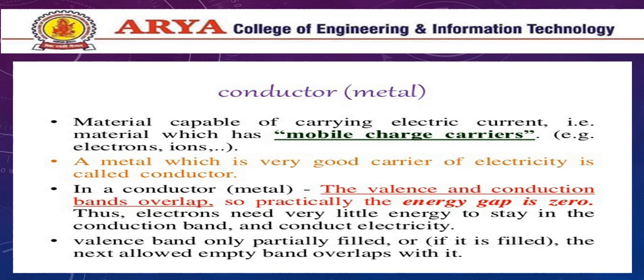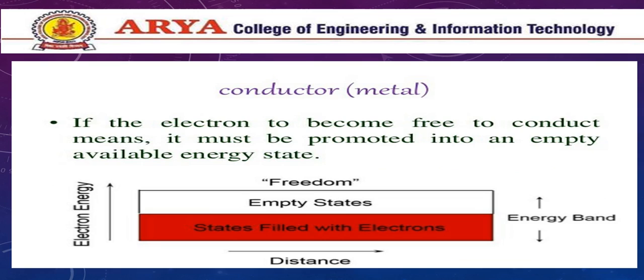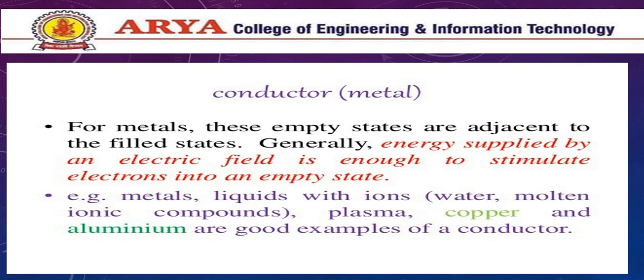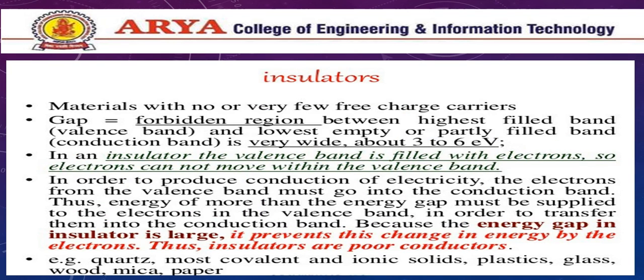In a conductor, the valence band is only partially filled, or the next allowed empty band overlaps with it. For an electron to become free to conduct, it must be promoted into an empty available energy state. Similarly, in a metal these empty states are adjacent to the filled states. Generally, the energy supplied by the electric field is enough to stimulate an electron into an empty state.